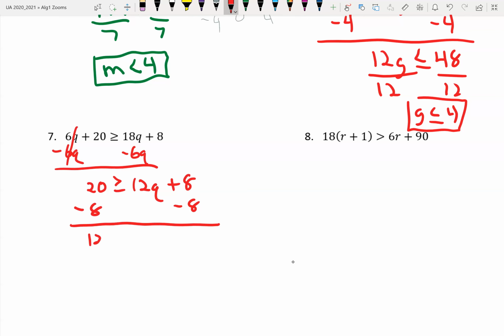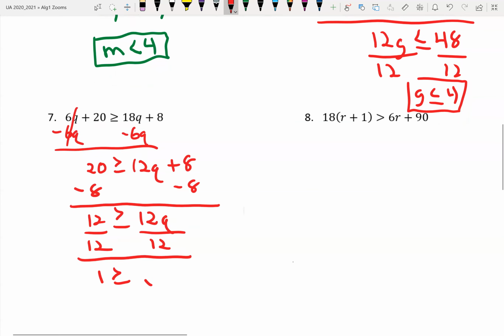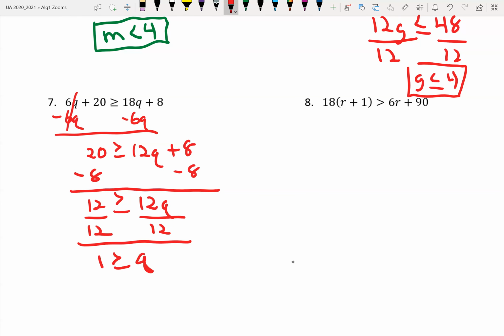Left-hand expression, 12. Preserving our inequality. Right-hand expression, 12q. Lastly, dividing by our coefficient, 12. We have 1 is greater than or equal to q, which is equivalent to saying q is less than or equal to 1. Either of these statements are correct.